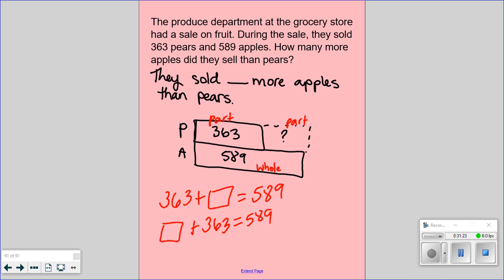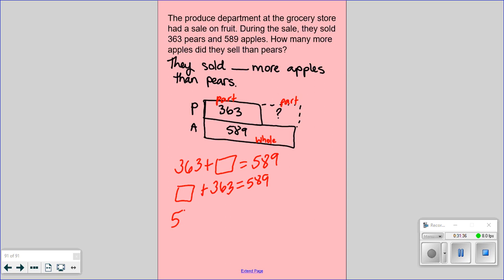When I subtract, do I start with some of the things or all of the things? Heidi? All of the things. I gotta start with my whole. So 589. My whole. Subtract a part. Right, so which part you want to subtract? All right. What is that going to give us? 363. And it's going to give me what's left over, which is my other part.